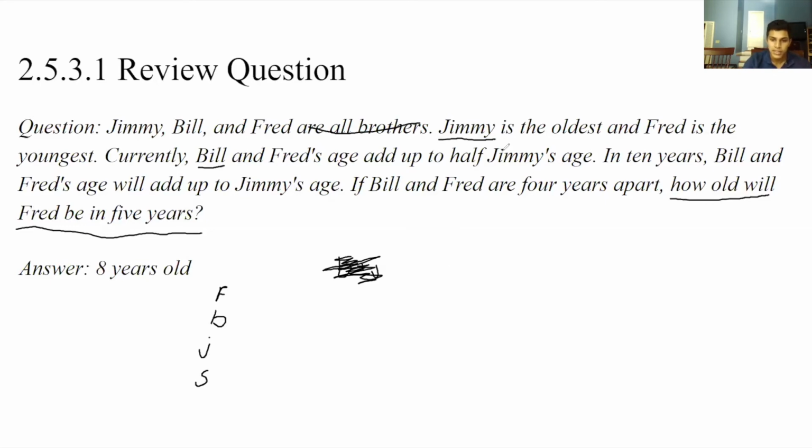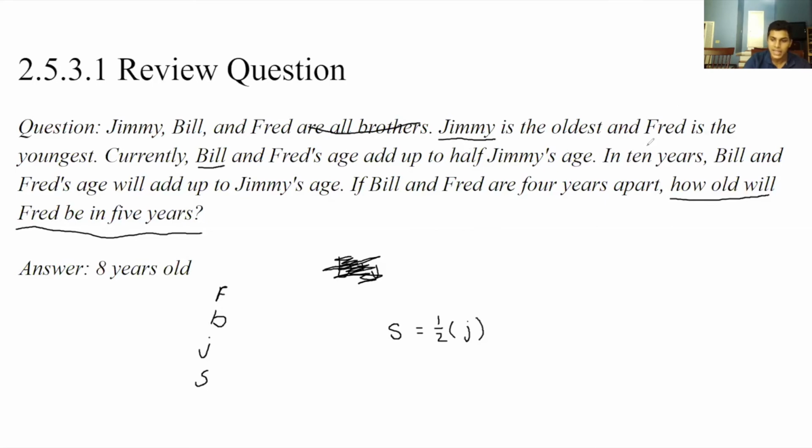So first it says Jimmy is the oldest and Fred is the youngest. This will come in handy later, but it's not a piece of information that we can create an equation off of. Currently, Bill and Fred's age add up to half of Jimmy's age. Okay, well I know that since Bill and Fred's age, which is S, add up to half of Jimmy's age, then that means 1/2 of Jimmy's age should equal S. So S equals 1/2 of J.